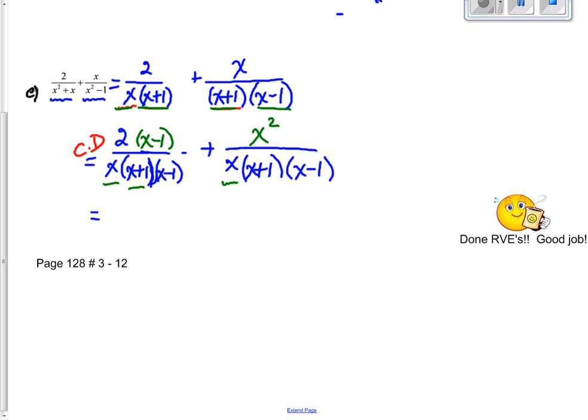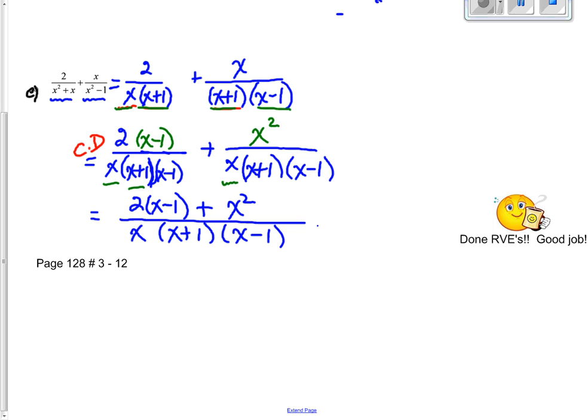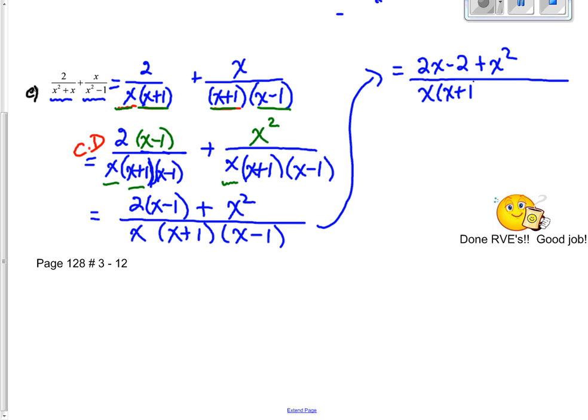My common denominator is x, x plus 1, x minus 1, and the numerator becomes 2 times x minus 1, add x squared. Now I'm going to tidy up the top. Distributive law gives me 2x minus 2 plus x squared. Nothing I can do with that to simplify it. I can't put any of those terms together. And I'm going to leave the bottom in fully factored form.